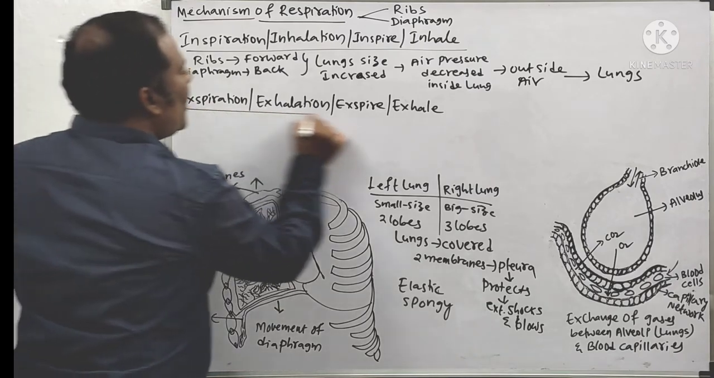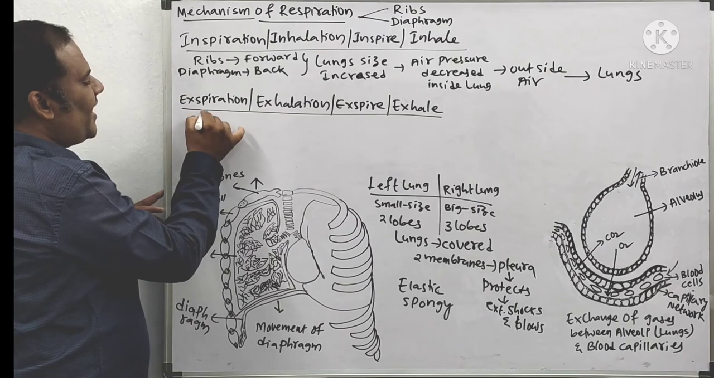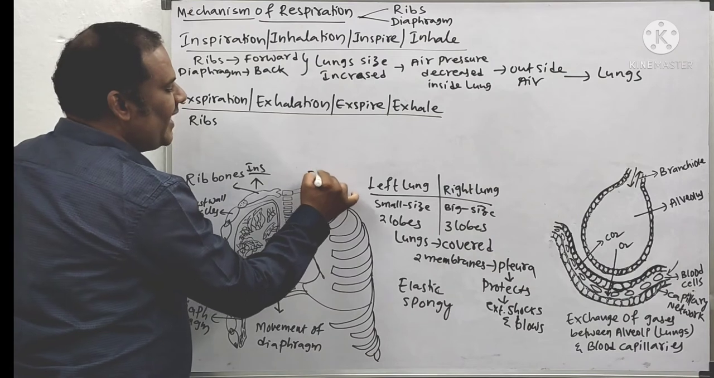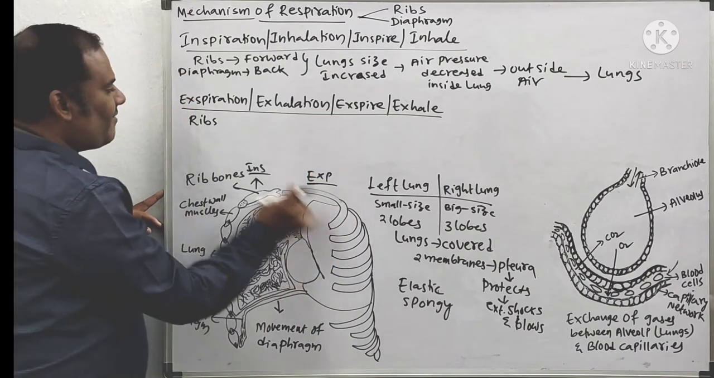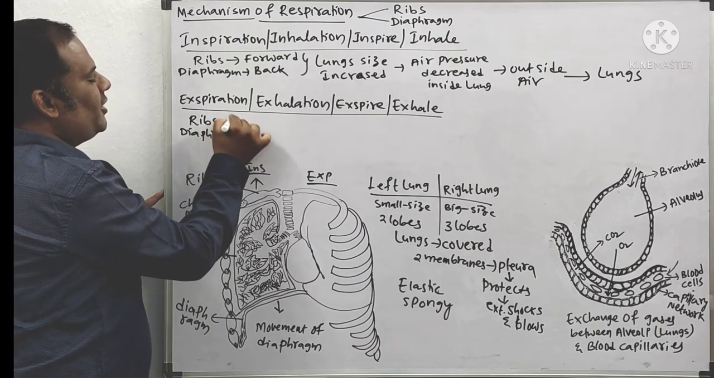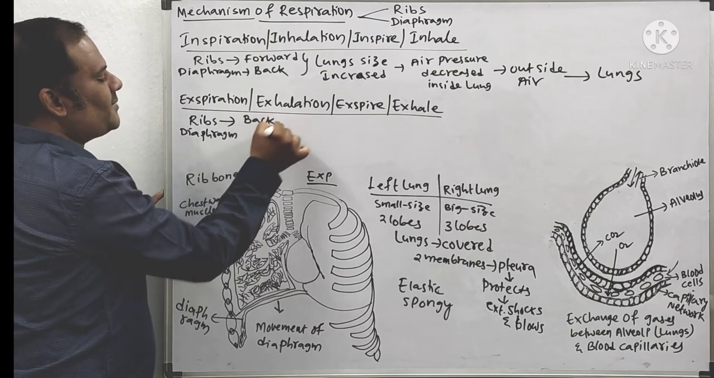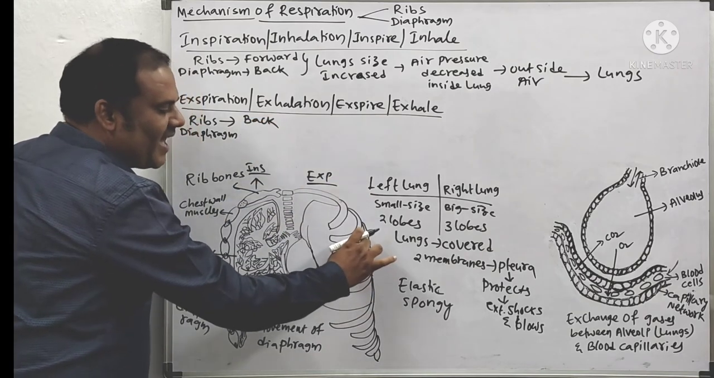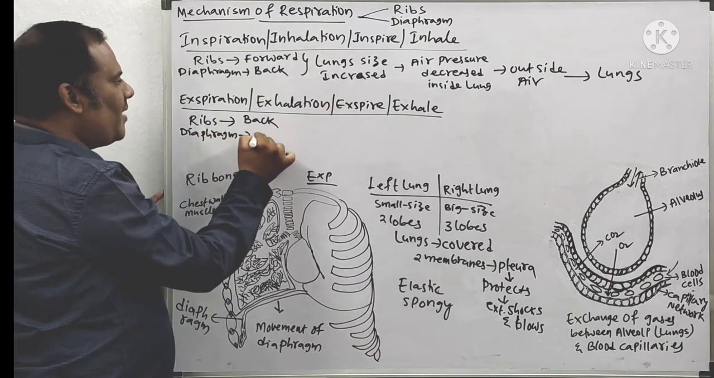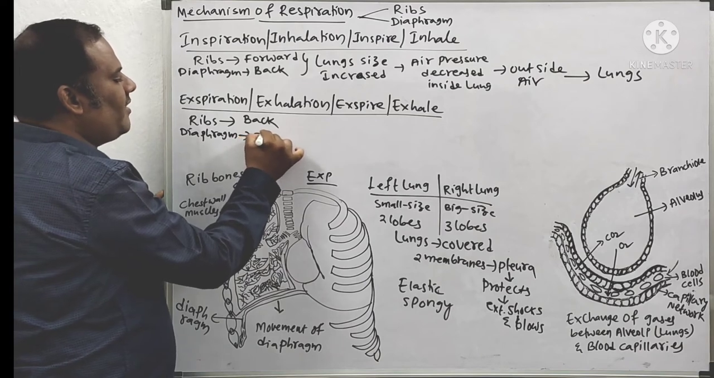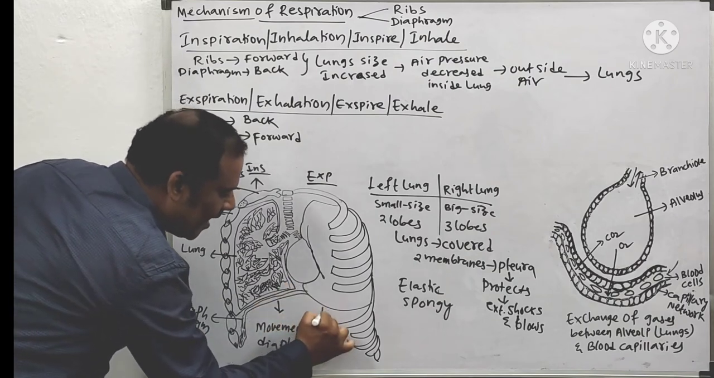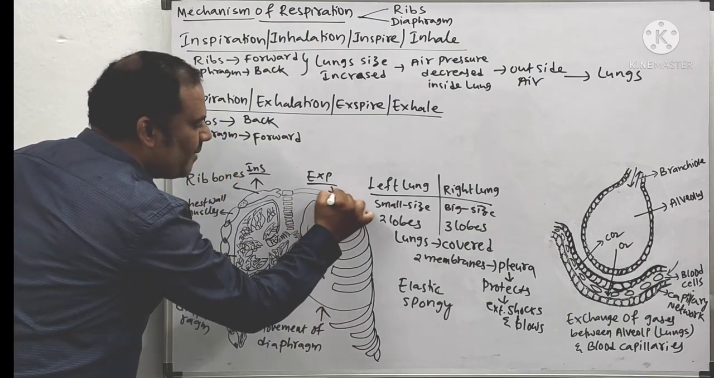Now that is expiration or exhalation. See, this arrow mark indicates inspiration. This time I'll explain expiration. What will happen to the ribs as well as the diaphragm in exhalation? You will see the ribs are coming back. In inhalation they went up, now they are coming back. And the diaphragm will come forward, returning to its original state. It went down before, now it will go up. The diaphragm is coming up and the ribs are coming down.